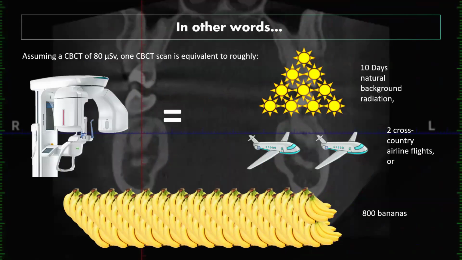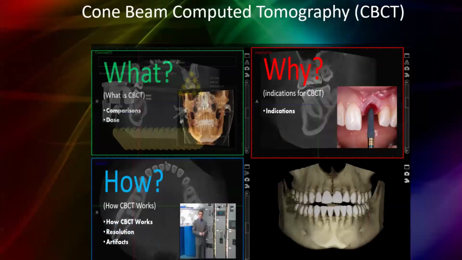Or you could compare one cone beam CT. If it's 80 microsieverts, that's equal to about 2 cross-country flights, 10 days of natural background radiation, or eating 100 bananas. You like the banana equivalent dose? That was one of my favorites.